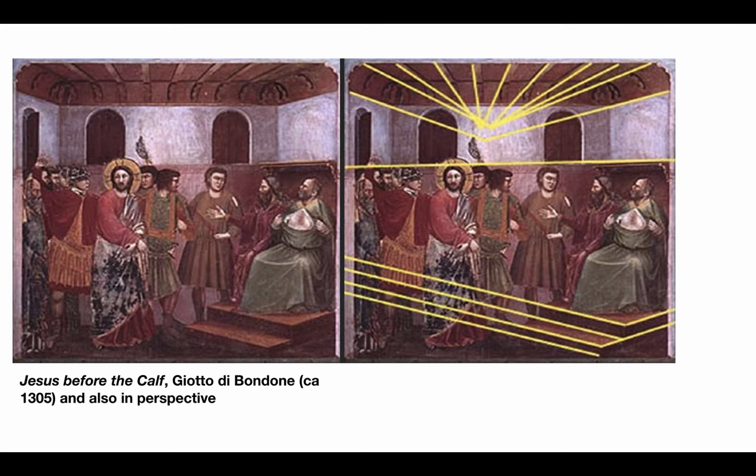In Jesus before the calf, as you see on the screen here, Giotto portrays Jesus as very large and other figures small, as in the medieval tradition, but he seems to be trying to give some depth to the room. But the perspective is not well done. The vanishing point is disorganized, as you can see in the linear analysis on the right.